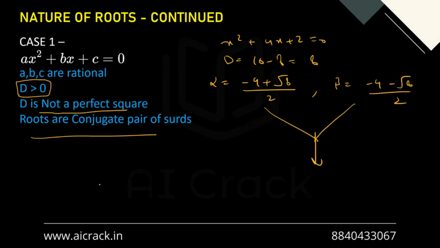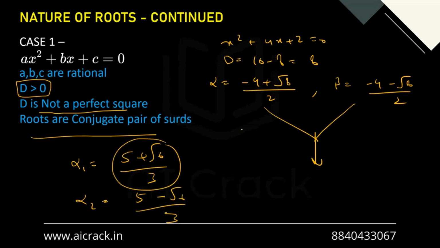So let's say there's one more question, and the first root alpha is given as (5 + √6)/3. Now in this case, we can predict the second root as (5 − √6)/3, because that would happen only in these kinds of cases where D is not a perfect square. When D is not a perfect square and one root is given, the other root would be its pair, with a negative sign in front of the irrational number, right?